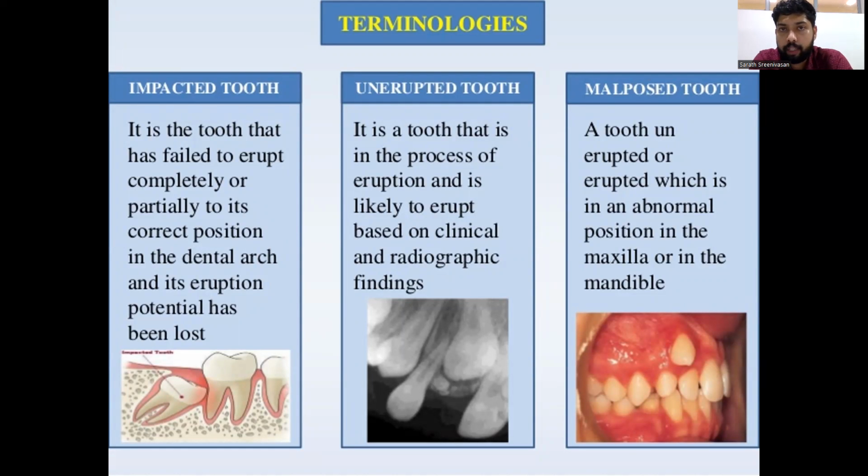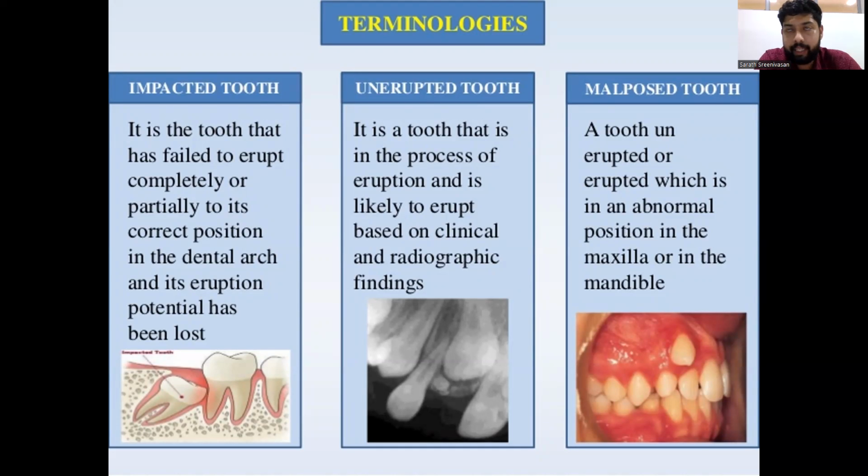There are different terminologies associated with the impacted tooth: impacted tooth, unerupted tooth, and malposed tooth. These three terminologies are different. What do you mean by an impacted tooth? An impacted tooth is a tooth that has failed to erupt completely or partially to its correct position in the dental arch, and its eruption potential has been lost. You can call it an impacted tooth only when it fails to erupt into the oral cavity and its eruption potential has been lost.